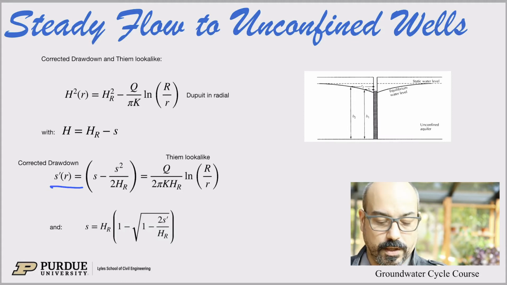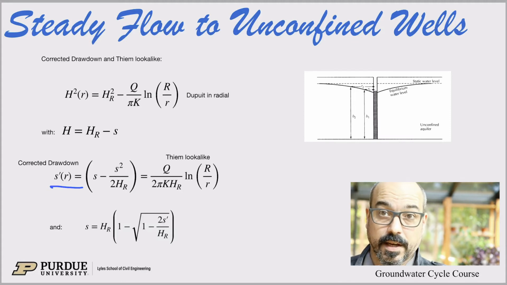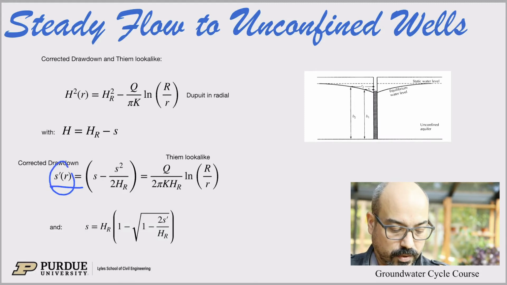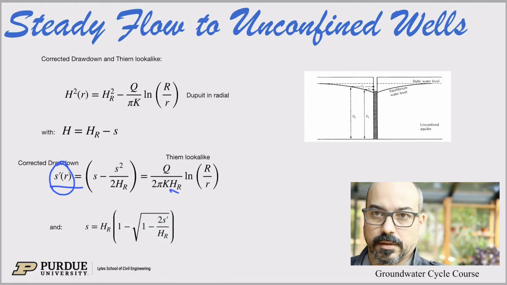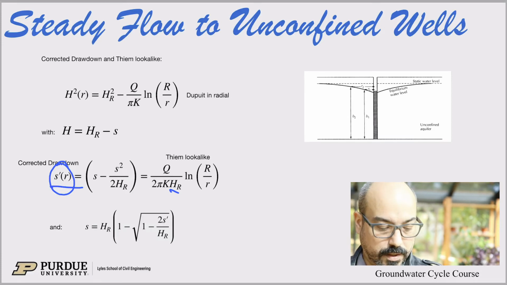So the theme equation here from the confined case in the last lecture, right? Now we have an expression that is very similar or basically exactly the same, except now it's a corrected drawdown here on the left-hand side, and this is the stable level, the h_r here at the bottom instead of b, which is constant for the confined case, but very similar expression.